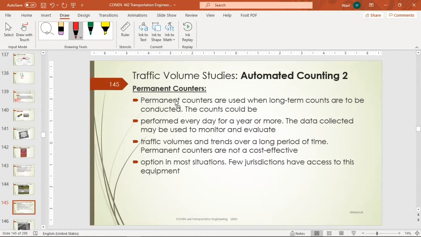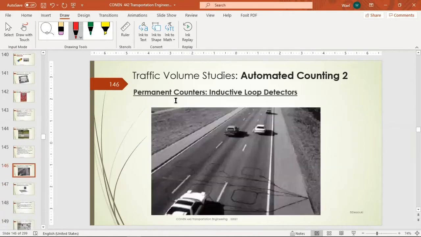And there's another type of automated counters, which is the permanent counters. These permanent counters are built in the pavement itself. They make grooves in the pavement and put metallic copper coils in these grooves, and we call it loop detectors. It works on the concept of magnetic induction. When a metallic mass passes in front of a coil, it generates an electric pulse, and this pulse is converted into a vehicle that was counted. So that's an example of the permanent counters.